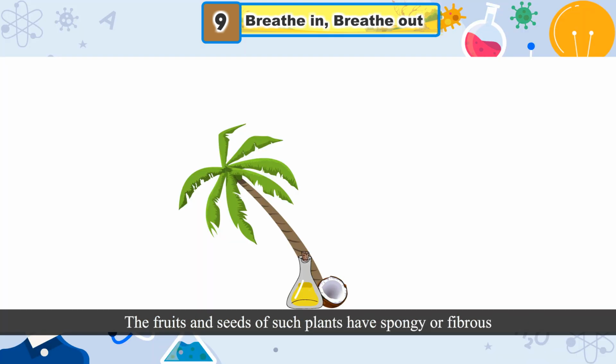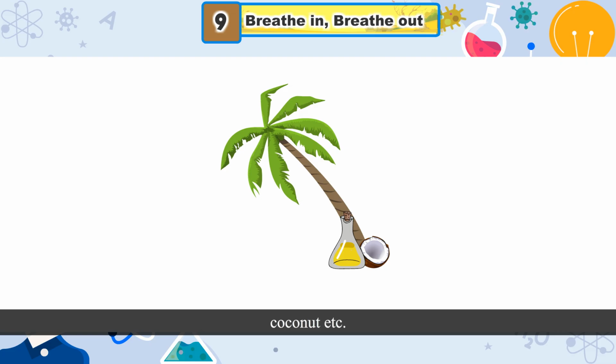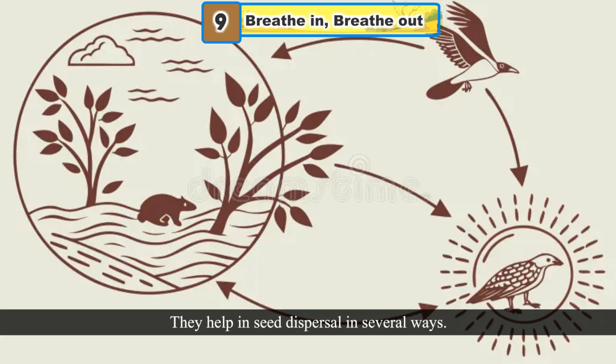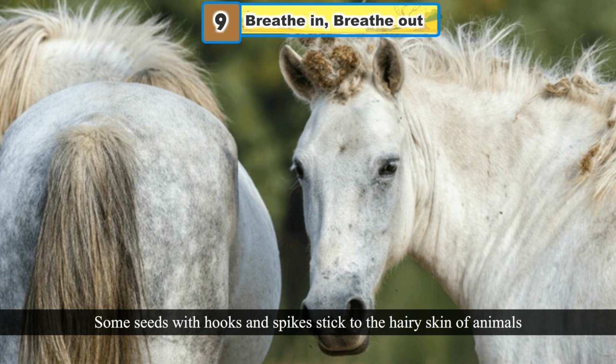The fruits and seeds of such plants have spongy or fibrous outer covering that helps them to float in water. Seeds of lotus, hydrilla, water lily, coconut, etc. are dispersed by water. Animals. They help in seed dispersal in several ways. Some of them are listed below. Human beings and animals eat fruits like cherries and throw away the seeds.